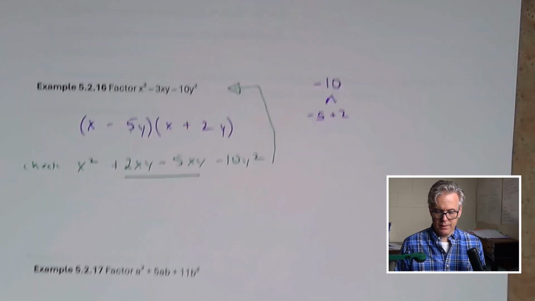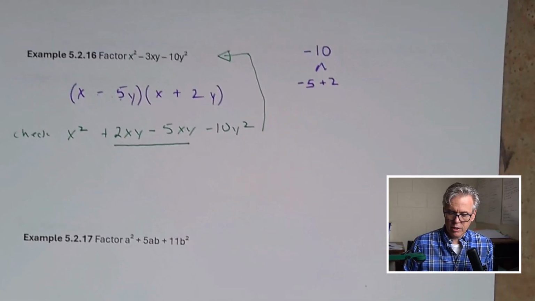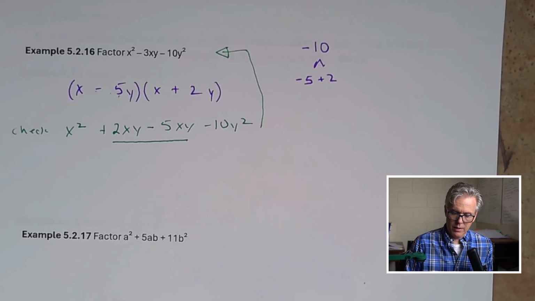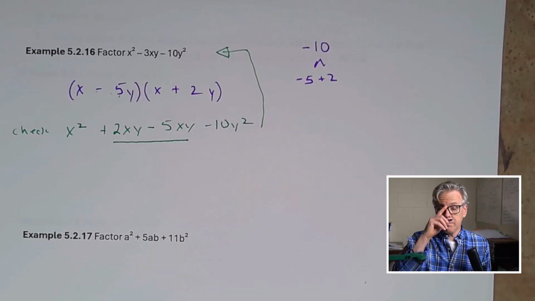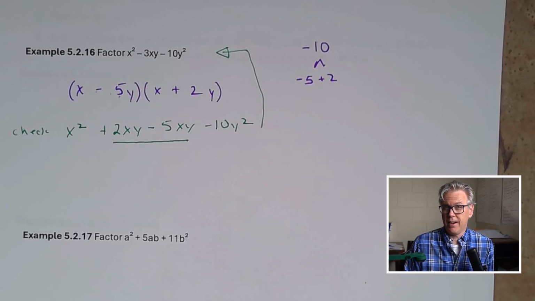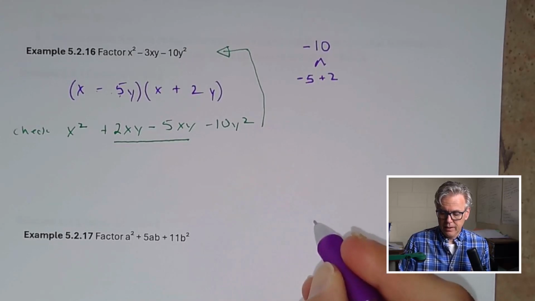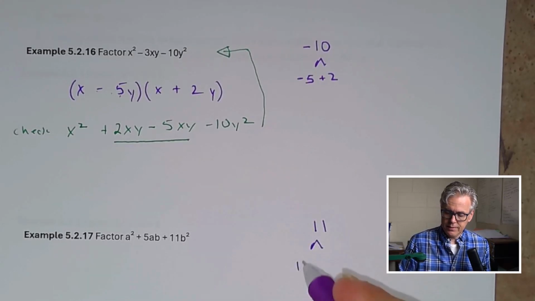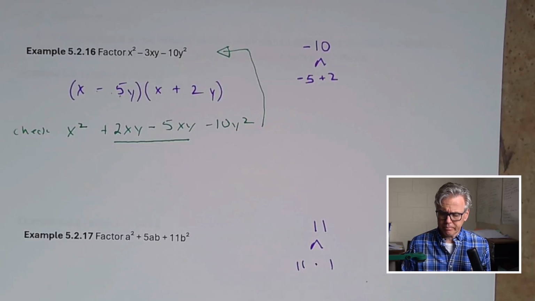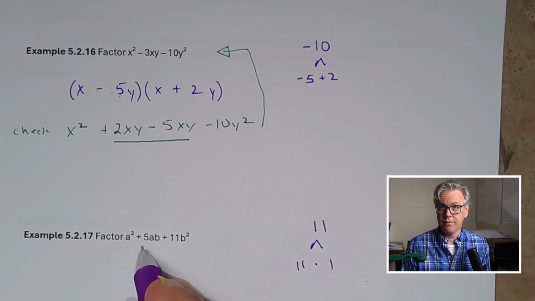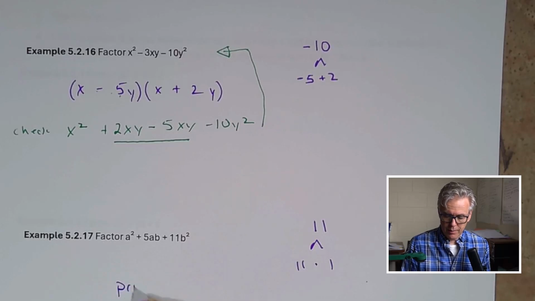All right, the last one in this section, I believe. So a squared plus 5ab plus 11b squared. When you get pretty good at these, you can see I only have one way to factor 11. Everything's positive. The only way to factor an 11 is 11 times 1. So this has to sum up to 12. Well, that's not 12, that's a 5. So I know this one is prime.